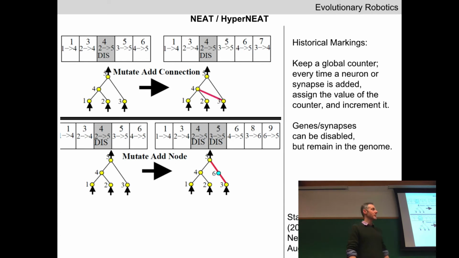Okay, so what is the innovation number? It's basically a historical marking. Every time we create some new genetic material in the entire population, we have a global counter. In this cartoon example, the global counter is sitting at 7. We've created a new synapse, so we assign 7 to that synapse, and we increase the global counter to 8. Now maybe another network in the population is mutated, and that new network gets a new synapse with an innovation number of 8. We're basically just tagging things with unique IDs as evolution creates them. Okay, so why are we doing that? We'll talk about that in a moment.